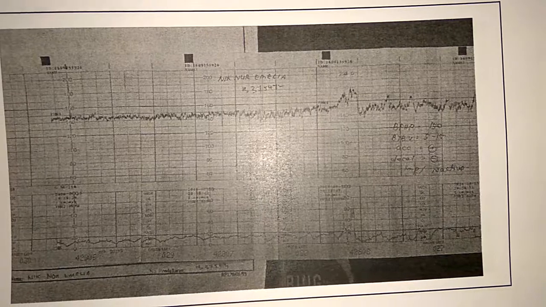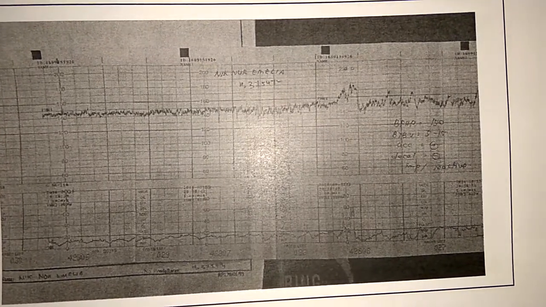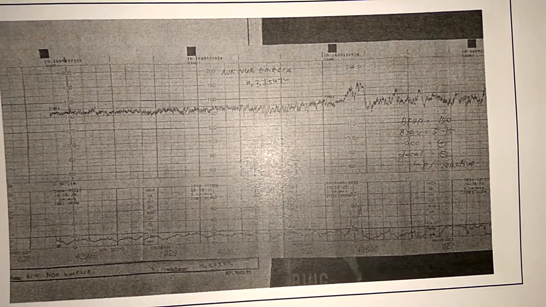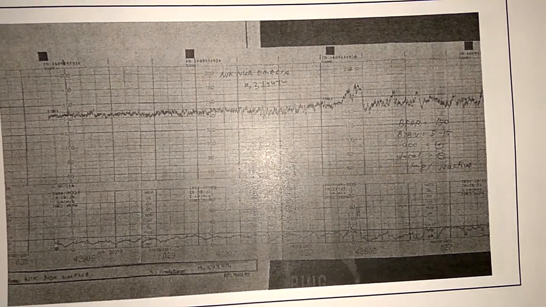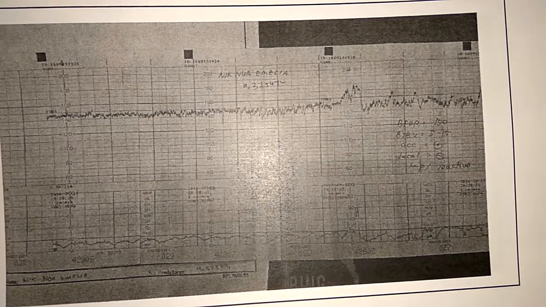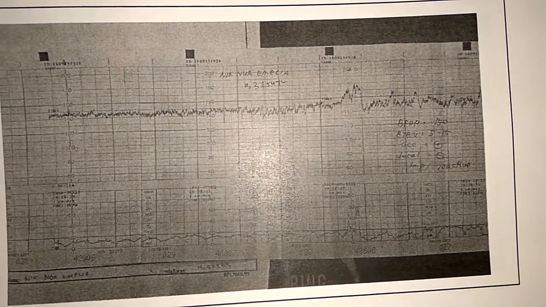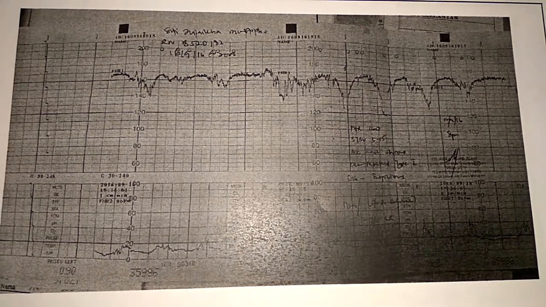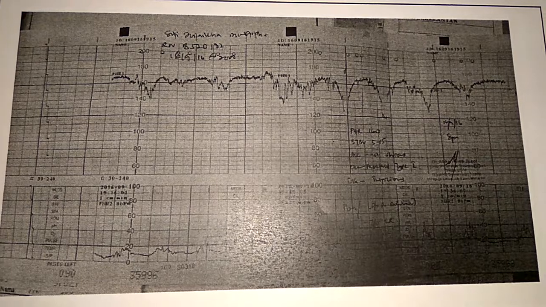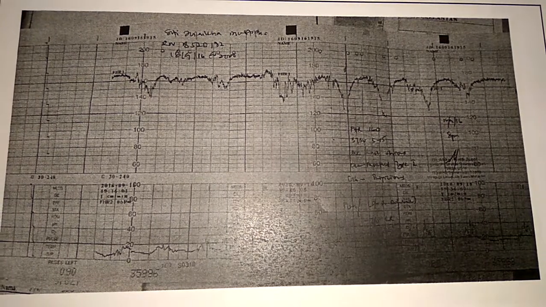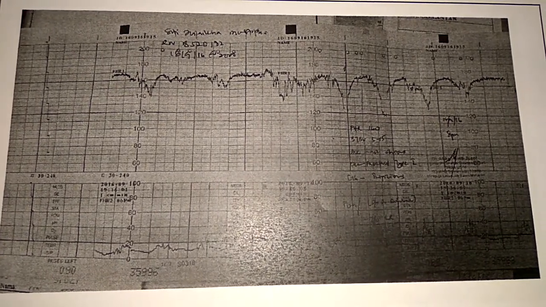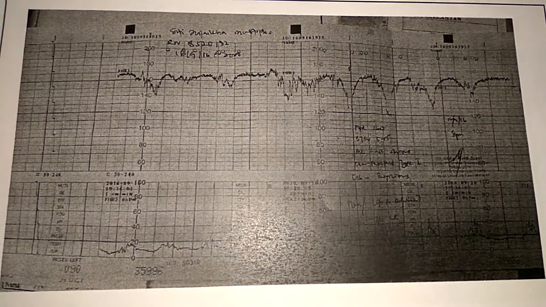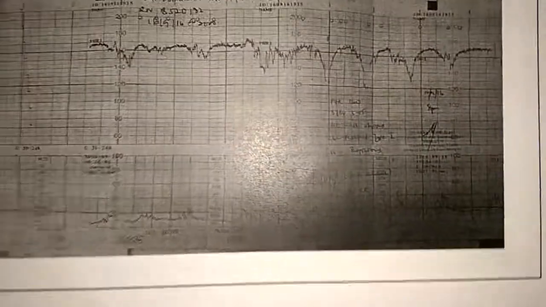This is another example of reactive CTG. Baseline 150, beat-to-beat variability 5 to 15, acceleration present, deceleration absent. So it's reactive. This is an example of the suspicious CTG. Fetal heart rate 160, beat-to-beat variability 5 to 15, acceleration not obvious, deceleration type 1, CTG suspicious. Let's see.